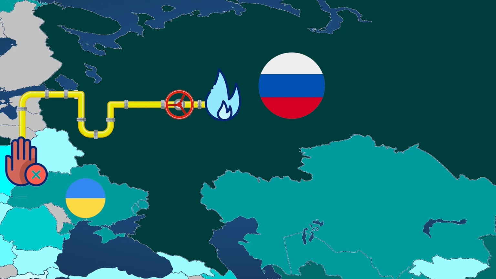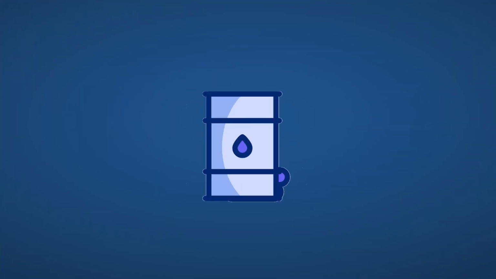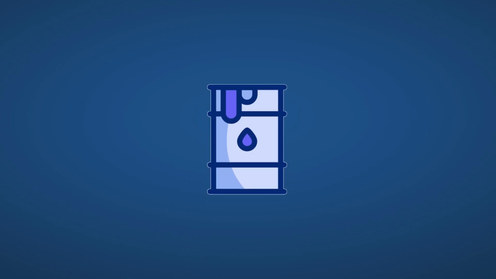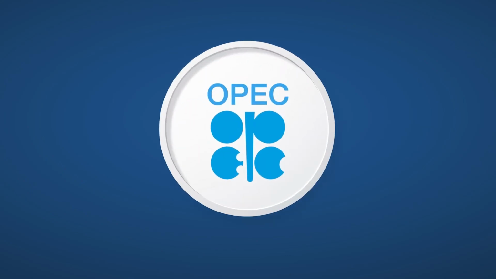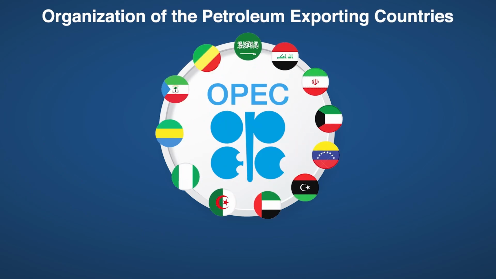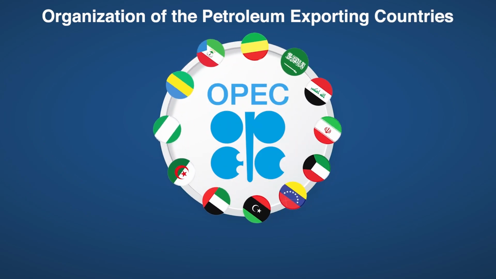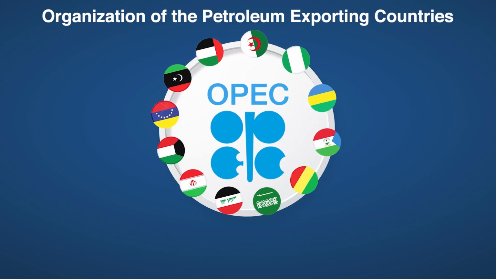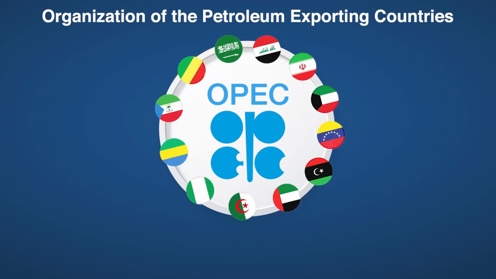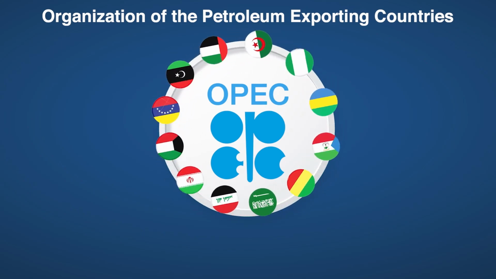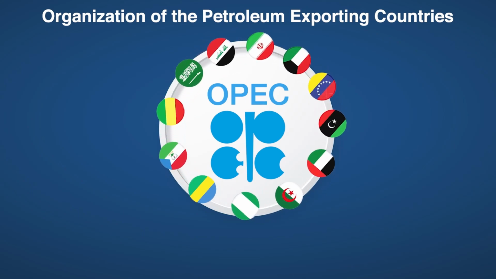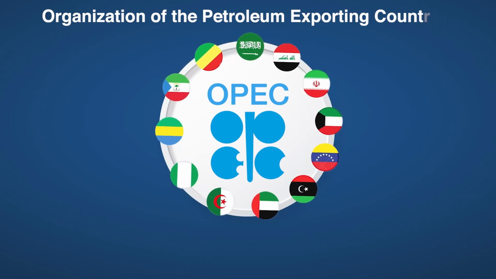Another key thing you need to be aware of when it comes to supply of oil is OPEC. OPEC is the Organization of Petroleum Exporting Countries, and this organization has the power to increase or decrease oil production, which can greatly affect the price, not only what we pay at the pump, but also the market price.